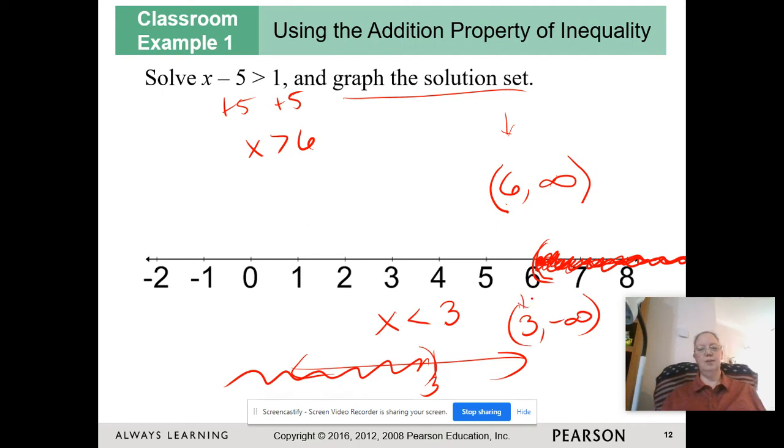They always put the number on the left, which is, in this case, 100% wrong. So please, please make sure if you got negative infinity, you put it on the left, and it's going to go up to 3, and that goes on the right.